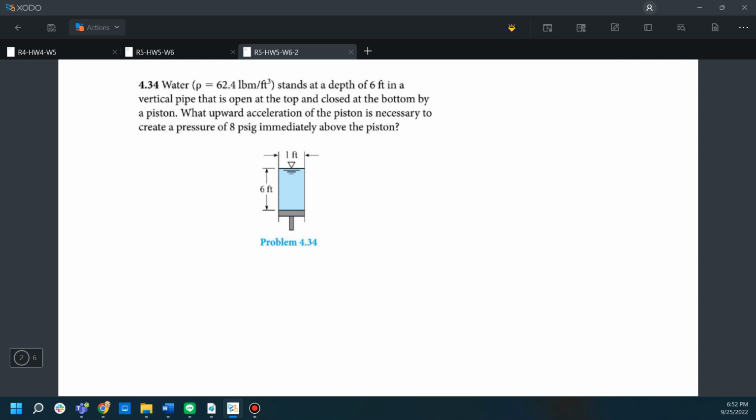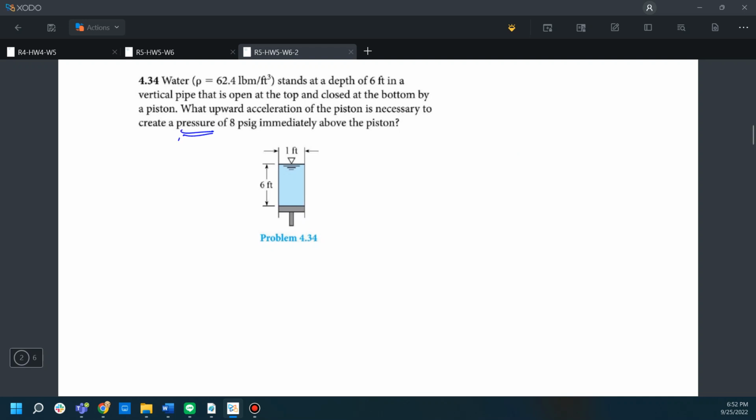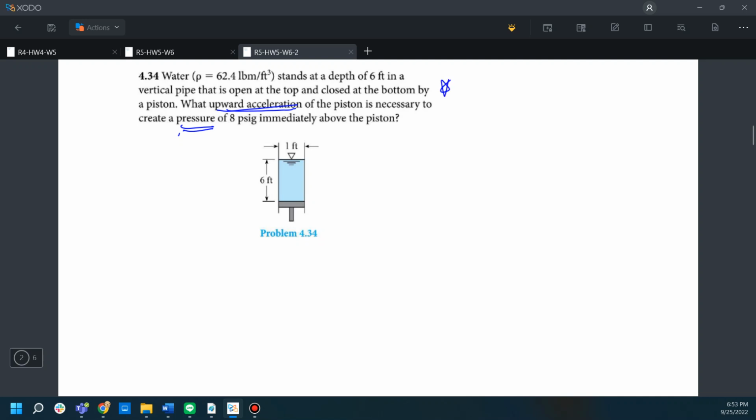So here we have the pressure involved, and we want to know the upward acceleration, and the acceleration is somehow related to the force. So when we want to combine these two together to build up the relationship between pressure and force, we think we will come up with the Euler equation. So let's first write down the Euler equation, and see how we might be able to apply this equation to help us solve this problem.